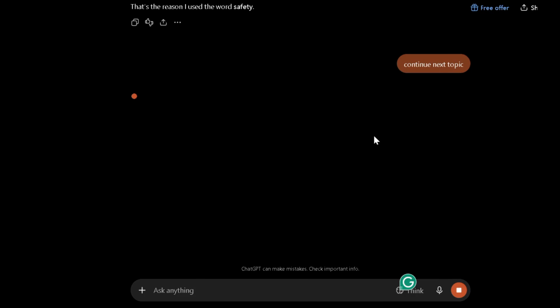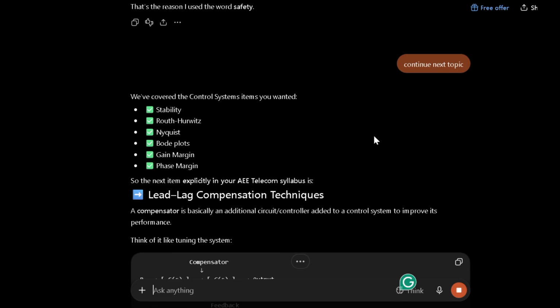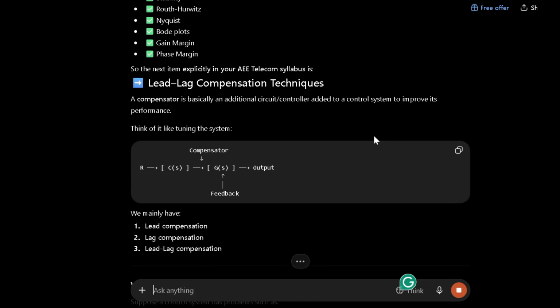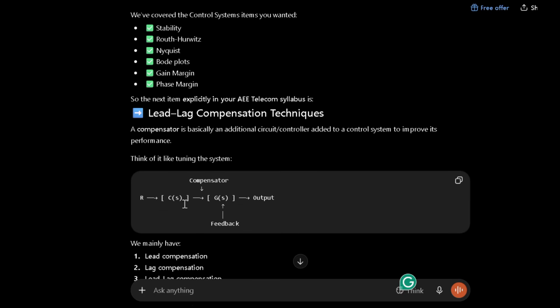Lead lag compensation technique. The compensator is basically an additional circuit or controller added to a control system to improve its performance. Think of it like tuning the system. R goes to C of s, C of s is connected to G of s, and G of s goes to the output. The compensator here, feedback is also going to the system. C of s means compensator. Okay, C of s is the compensator.